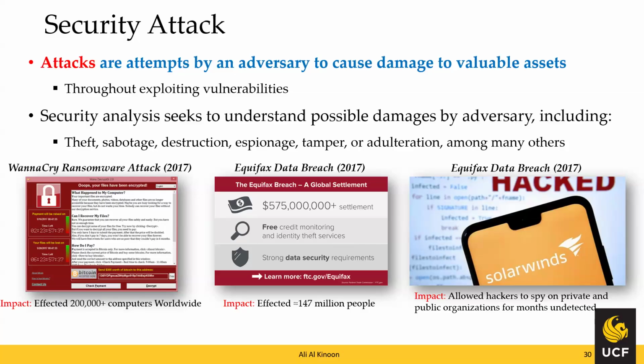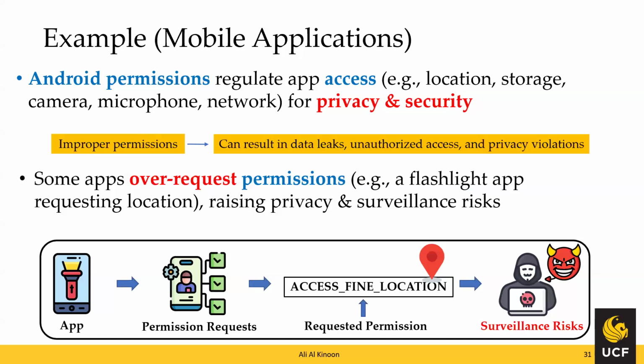But anyway, then we have Equifax, and the data breach that happened in 2017 with SolarWinds allowed hackers to spy on private and public organizations, once undetected. So what do the attackers usually seek? It could be a lot of things: theft, sabotage, destruction, espionage, tampering, among many others that could be the main motive for them. So that's security attacks in the real world.